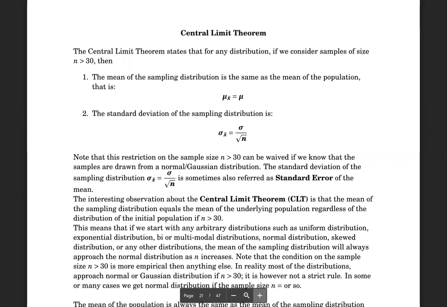Next, we also talked about sampling distribution, which led us to the conclusions of the Central Limit Theorem.